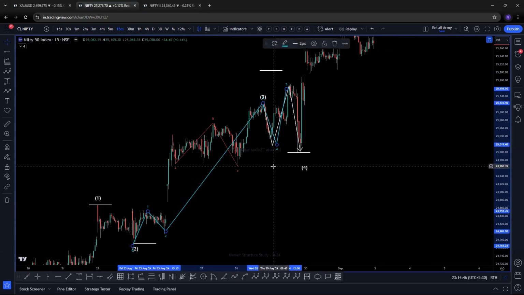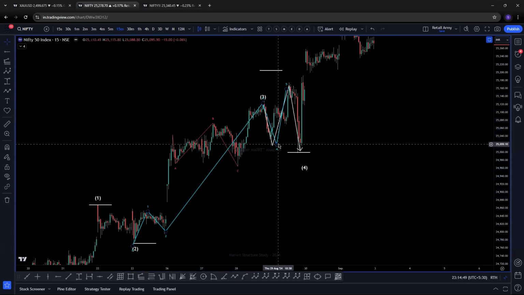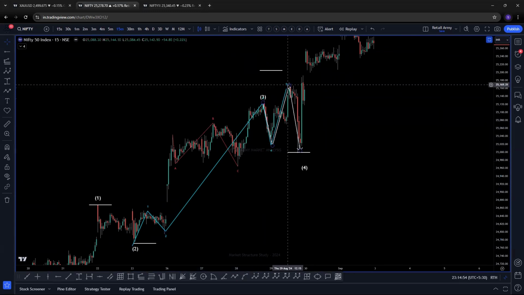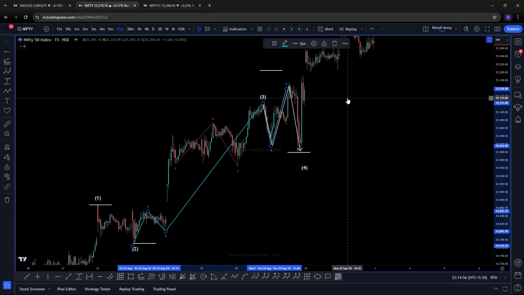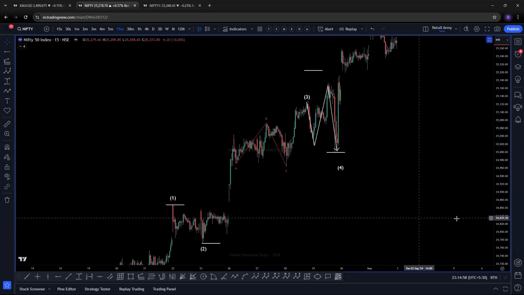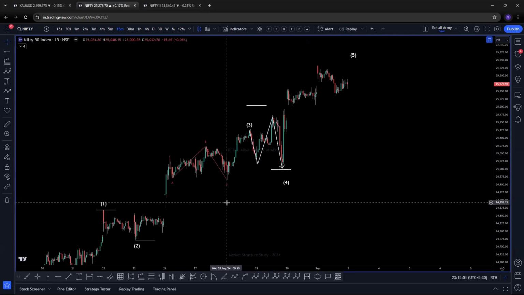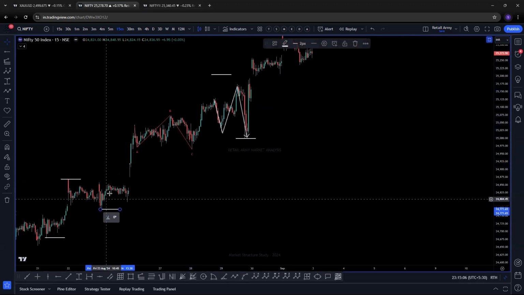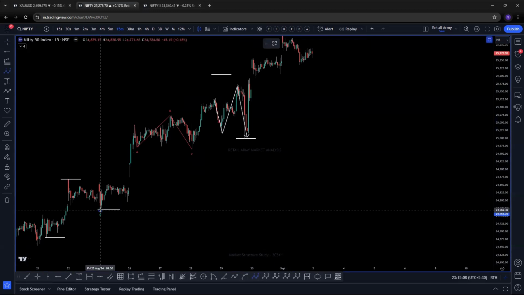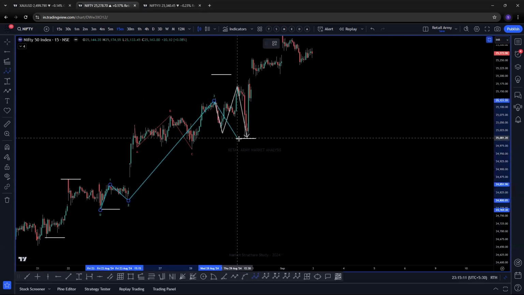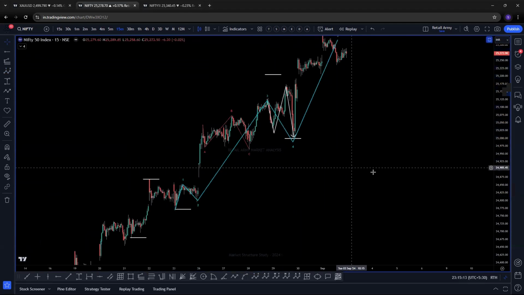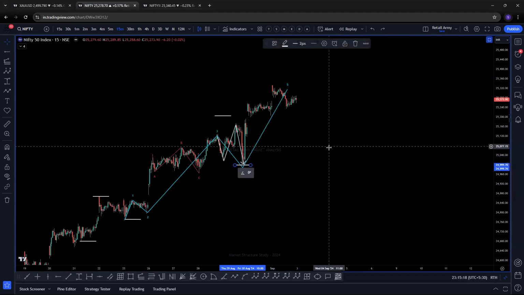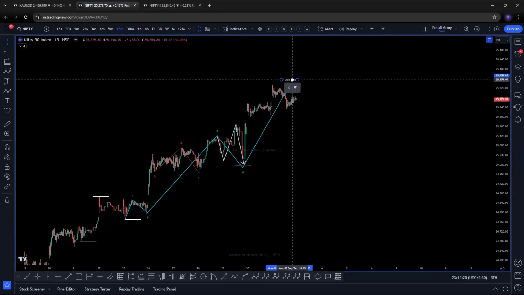So wave 1, wave 2, wave 3, wave 4. 1, 2, 3, 4. One second. I'm just making a small mistake here. One second, give me a minute. One, two, three, 4, and 5, right? Right, and this will complete.